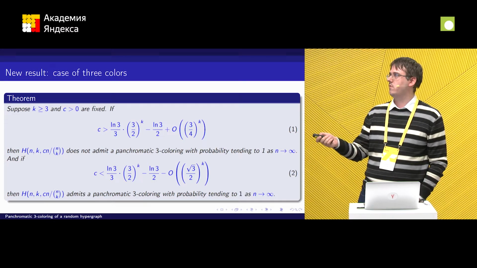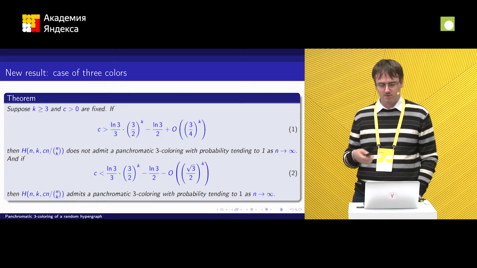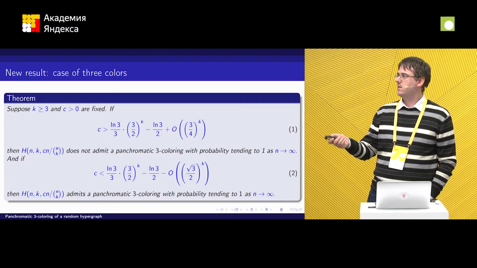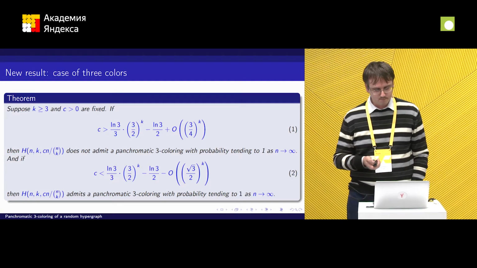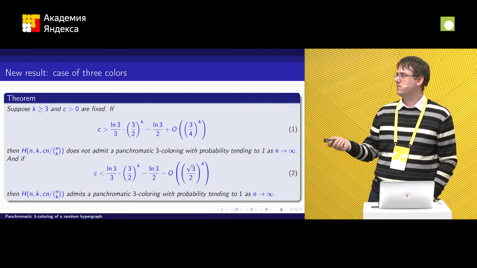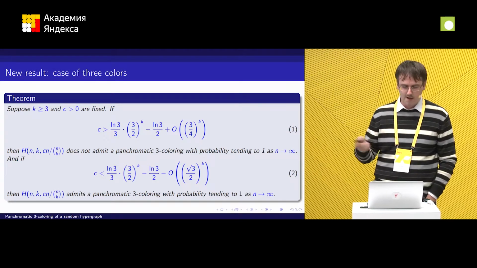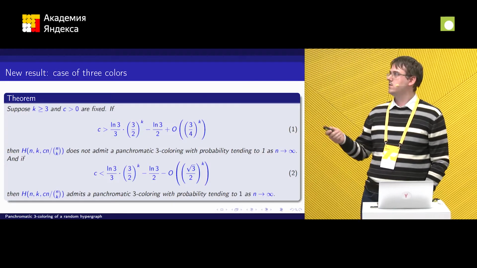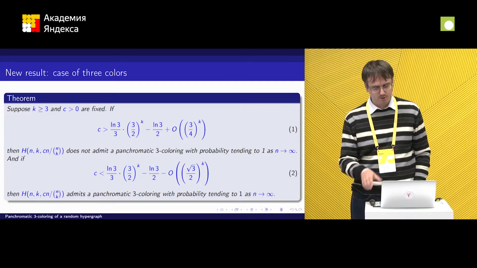We have log 3 over 3 times exponent of 3 over 2 times k to the power k minus log 3 over 2, plus something tending to 0 exponentially with growth of k. If c is greater than this, then we do not have panchromatic 3-colorability with probability tending to 1. And if c is less than almost the same, minus another error term, then we have panchromatic 3-colorability with probability tending to 1. So the bounds are very tight. We have an exponentially small gap between them.